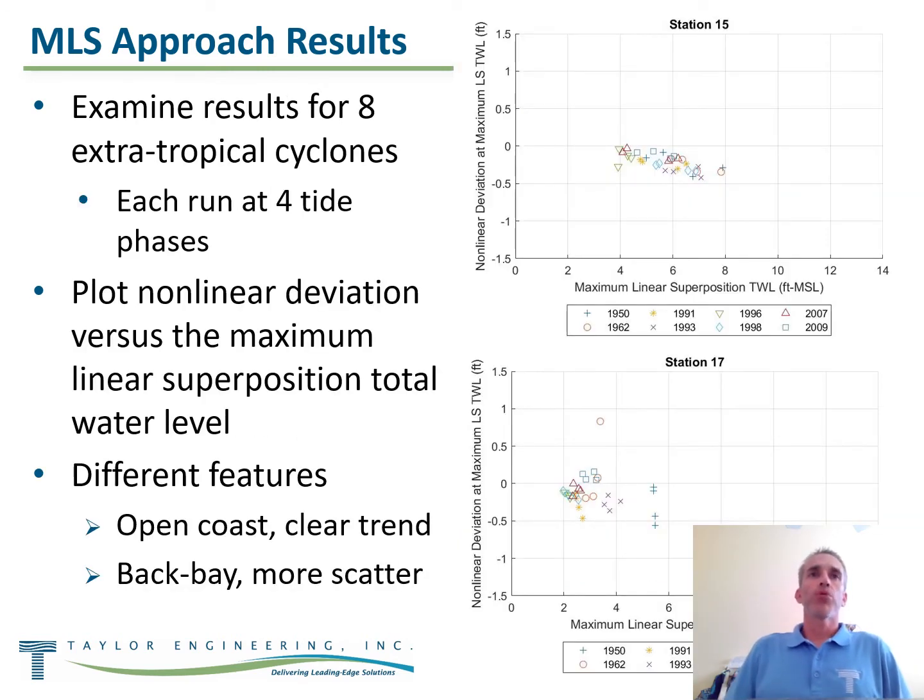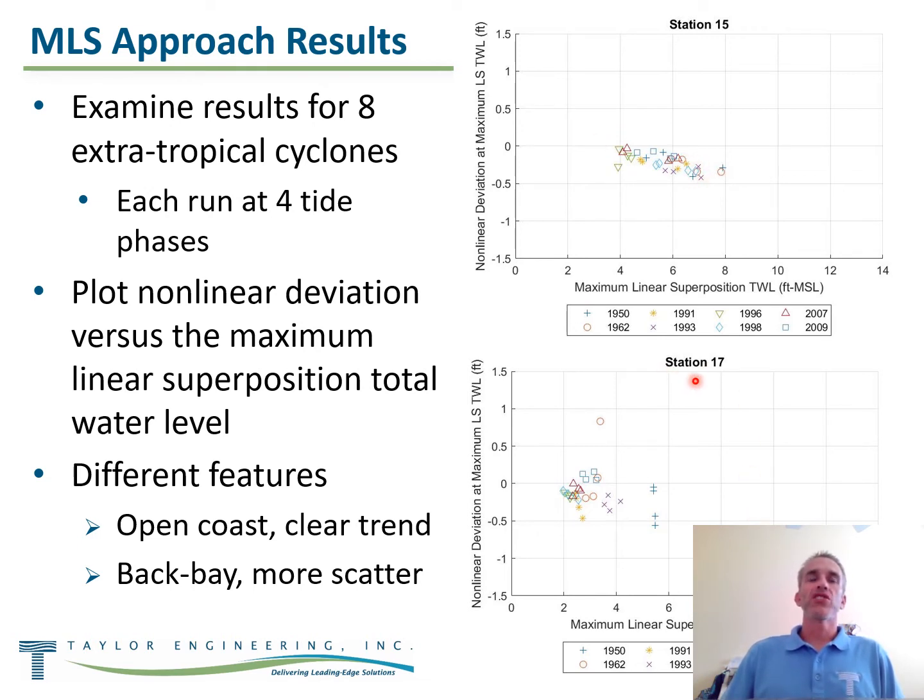So within the MLS approach, we examined results for the 8 storms that were selected. Each was run at 4 tide phases, so we have 32 data points that show the nonlinear deviation on the y-axis, and then the maximum linear superposition total water level along the x-axis. And for Point 15 along the open coast, we see this trend of decreasing nonlinear deviation as the maximum linear superposition total water level increases. And we see a relatively tight fit within that trend.